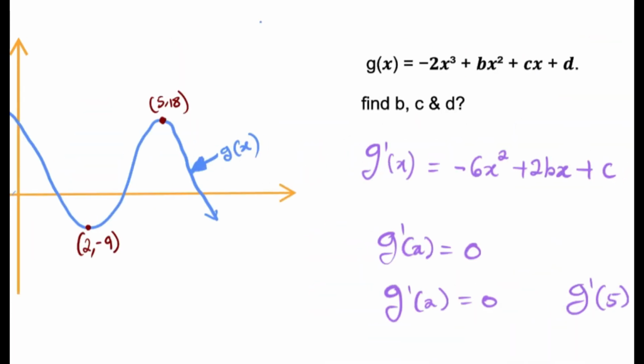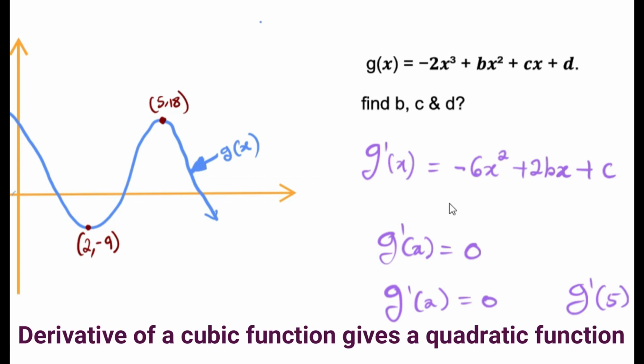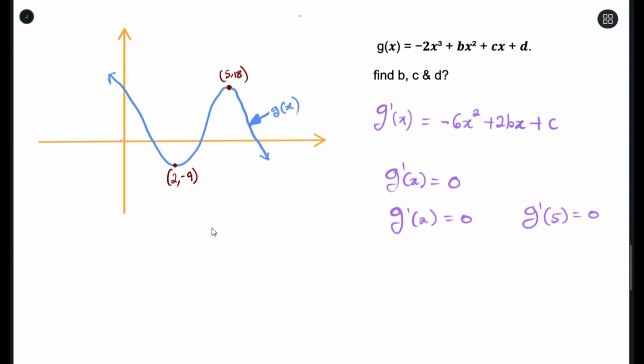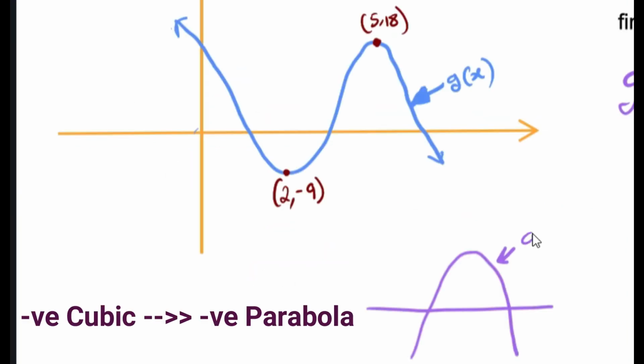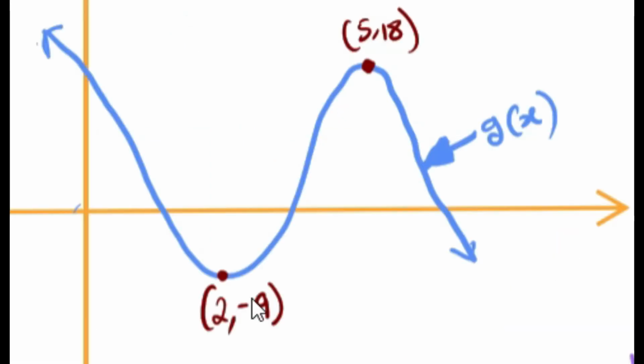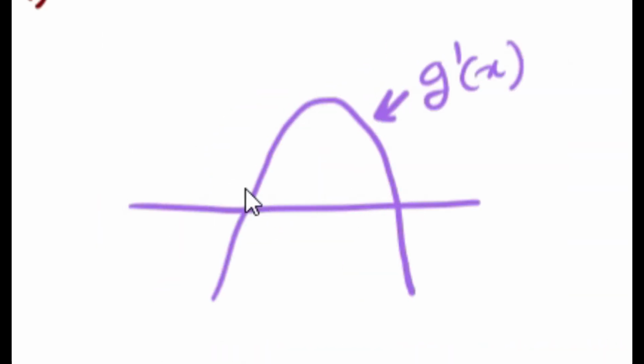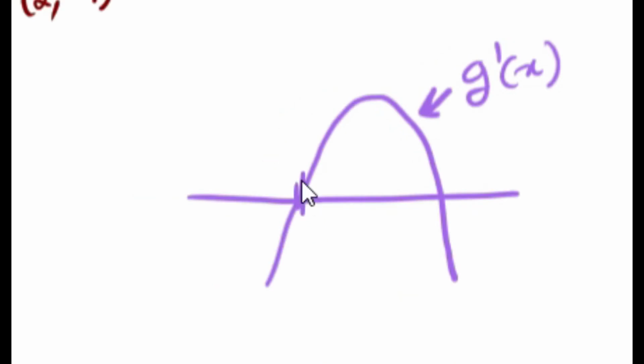Now, one thing you would also notice from our derivative equation is that when you differentiate a cubic function, the derivative is usually a parabola. If you have a negative cubic function, it forms a negative parabola. So if you can just sketch what would happen, this here would be the derivative of g(x). The turning points we get from the original g(x) equation would be the new x-intercepts for the derivative, meaning that this point here would be 2 and this point here would be 5.